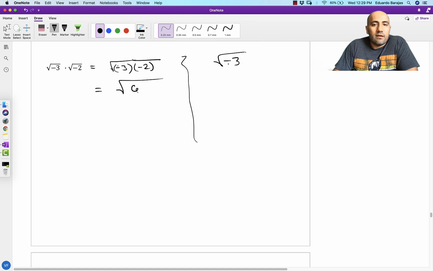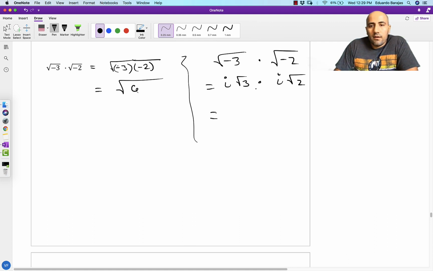We have square root of negative 3 times the square root of negative 2. So the first thing you should do is deal with the fact that you have the square root of a negative. So we have to change this to an i root 3 times an i root 2.